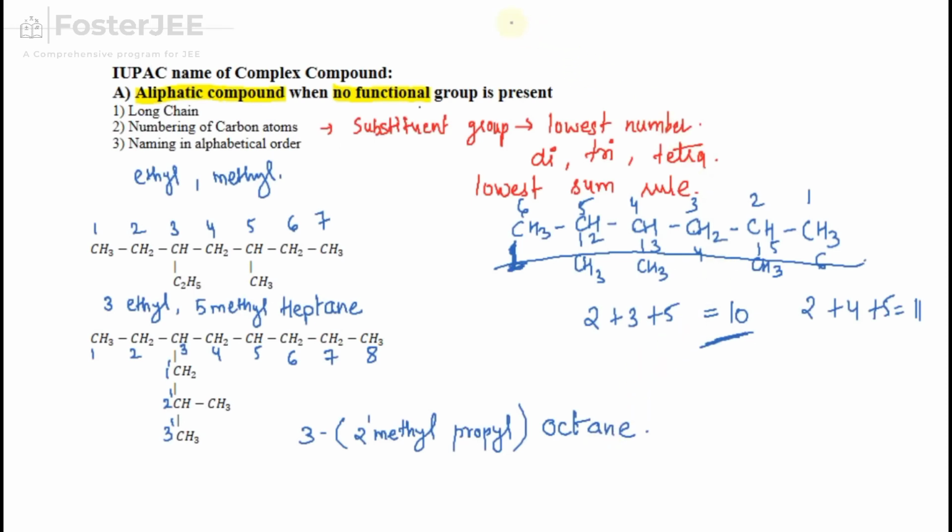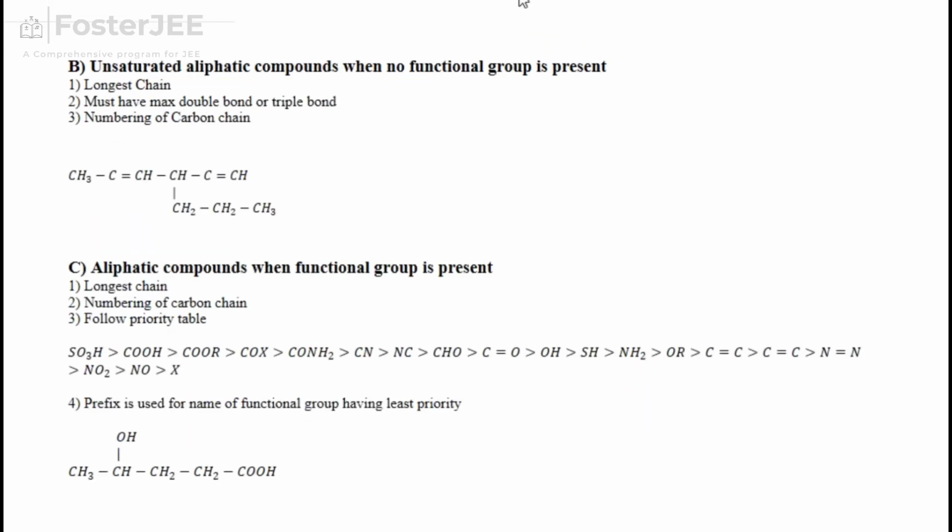Now let's move to the second category, that is the naming of unsaturated aliphatic compounds when no functional group is present. So here the first rule is finding the longest chain. The second rule is that it must have the maximum number of double or triple bonds.